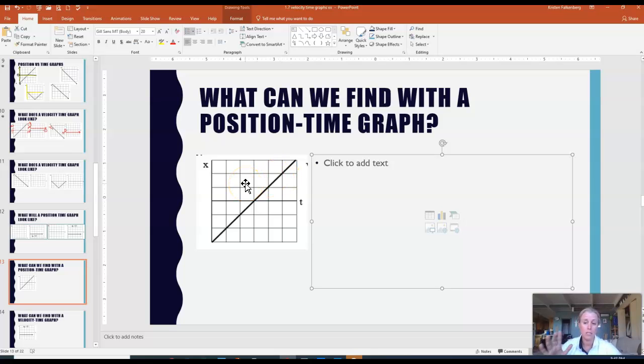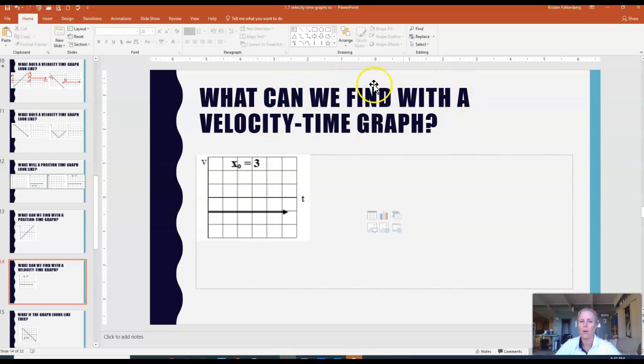So we could determine our direction and our speed based on our position time graph. What can we learn from a velocity time graph? We could learn our starting position, though they don't have to tell us that. We could find out that we're going forwards or backwards at a certain rate. For instance, this is a -1, so I'm going backwards at 1 meter per second.